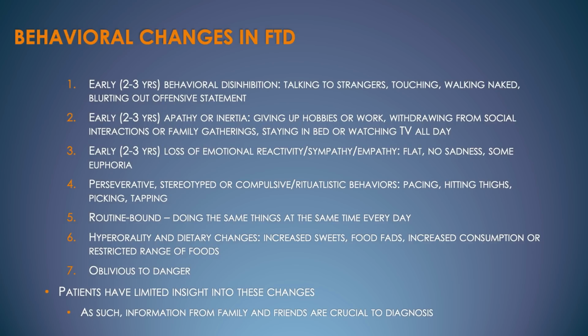Early on, you're going to have changes like behavioral disinhibition: talking to strangers, touching, walking naked, blurting out offensive statements. Oftentimes, family members will say it's really embarrassing to go to the store because my loved one will see someone and say, oh, that person's really fat, or that person's really ugly. It's hurtful to that person, but also embarrassing, and so it can be problematic.